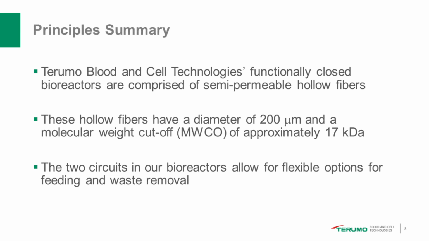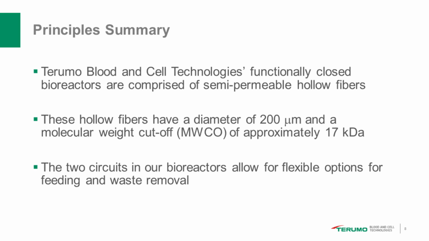So if you have a low flow and it's around 15 or 17 kilodaltons, you probably lose less than 5%, for example. And with those 2 circuits, the IC and the EC circuit, you have flexible options for feeding and waste removal in order to maintain critical parameters for your cell type.